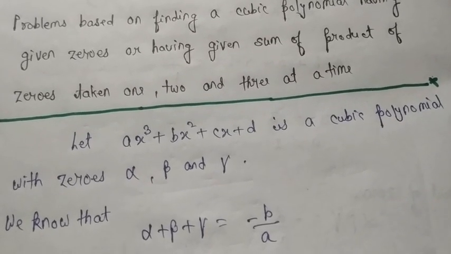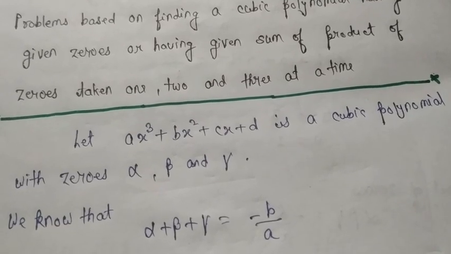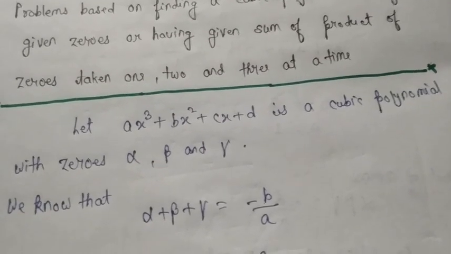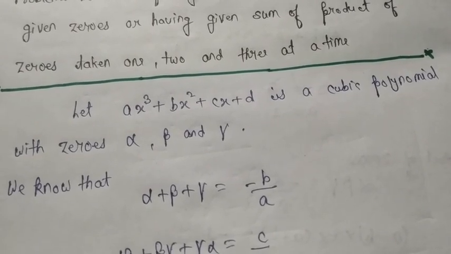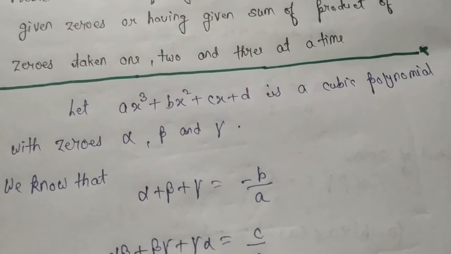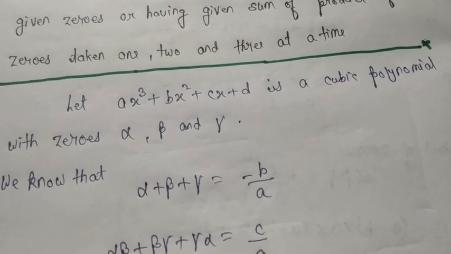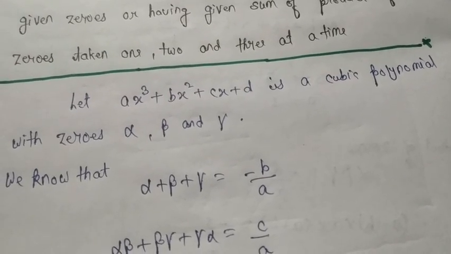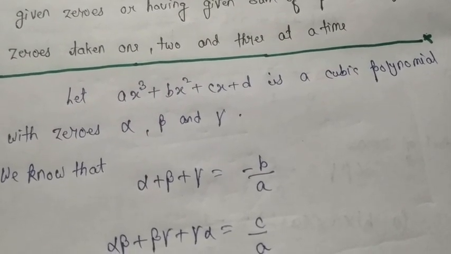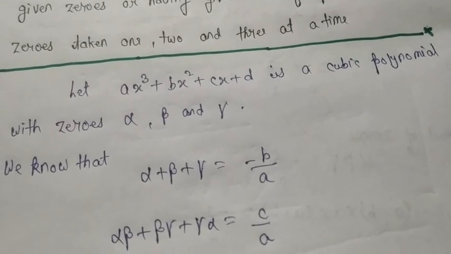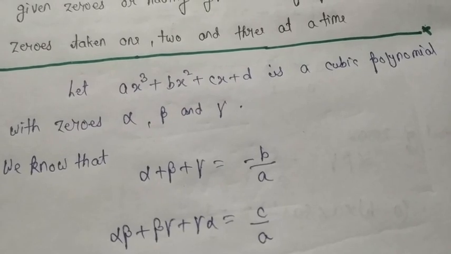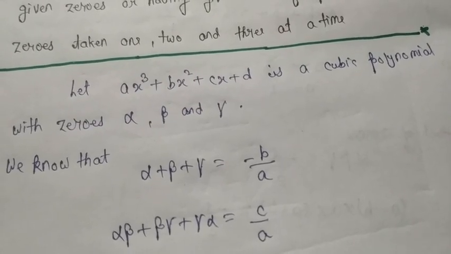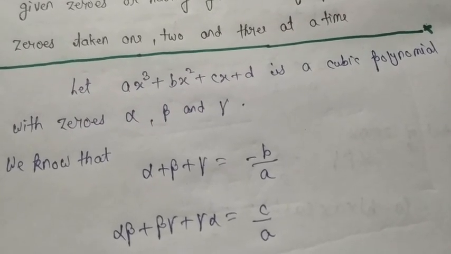Listen, what you have to do in this type of question. In this type of question, the number of zeros are given, and with the help of those zeros you have to construct a cubic polynomial. Whatever procedure we applied in the quadratic polynomial, the same we will apply in the cubic polynomial.